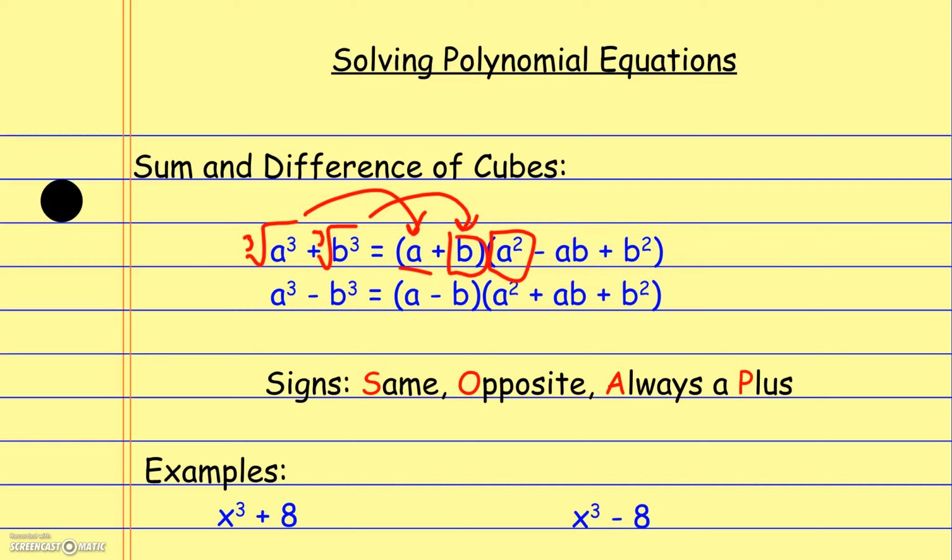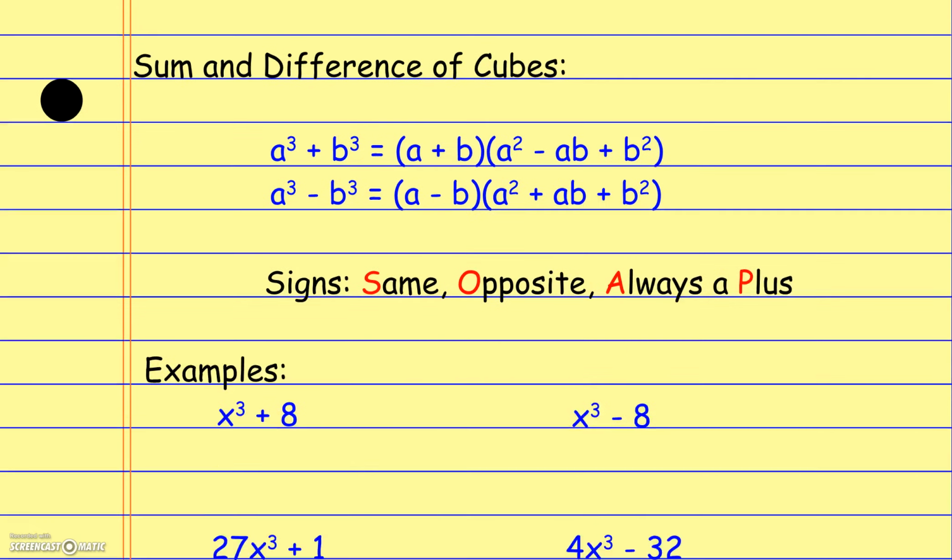So again, I set up the binomial and the trinomial. I fill in the signs, same opposite, always a plus. I take the cube root of each piece to get the binomial. And then I square the first piece to get the first term of the trinomial. I square the last piece to get the last piece of the trinomial. And then I multiply the two pieces to get the middle piece of the trinomial. All right? And here's what this looks like when we put it into practice.